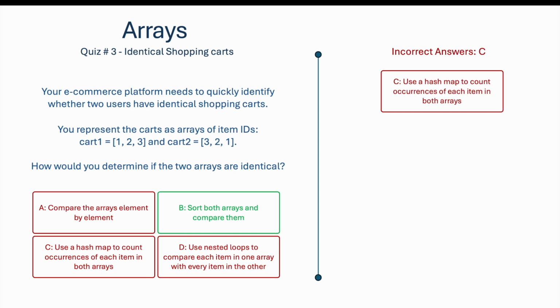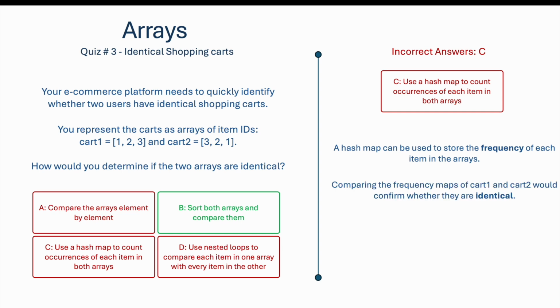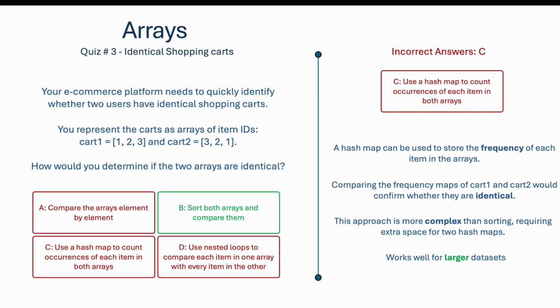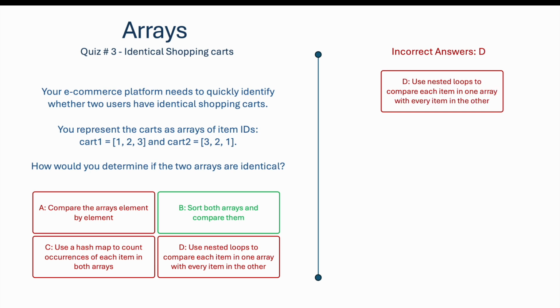Option C, use a hash map to count occurrences of each item in both arrays. A hash map can be used to store the frequency. So if the same items can be added in multiple frequencies, then we can use a hash map. But this is a very simple cart, so we do not actually need a hash map here. This approach is more complex than simply sorting. This works well for larger datasets.